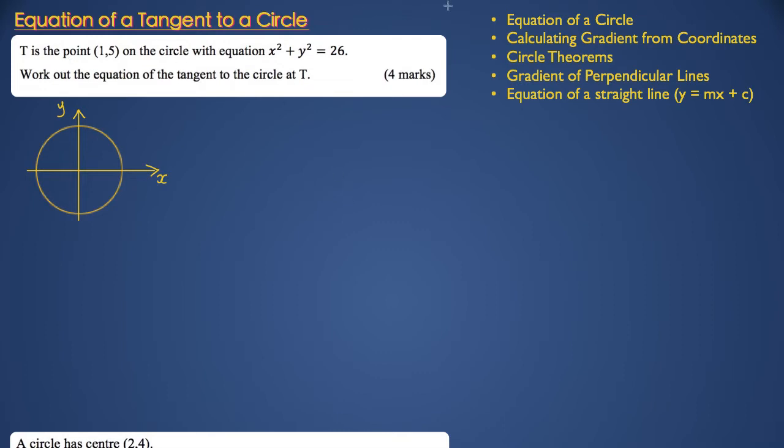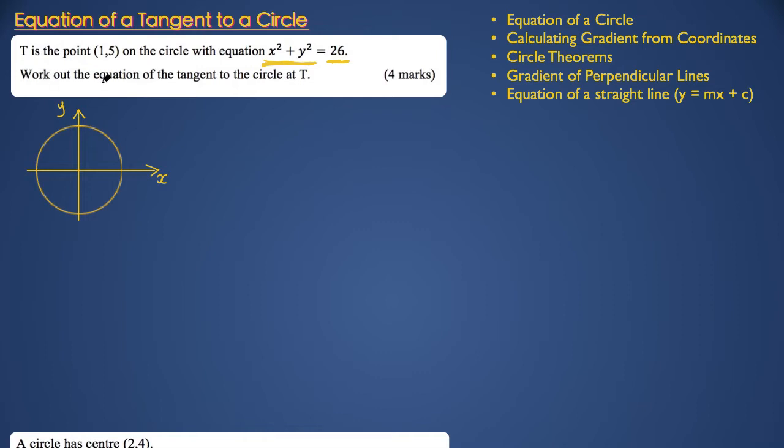So the first thing to say is, we'll look at the question. T is the point 1, 5 on the circle with equation x squared plus y squared equals 26. If you know about equations of circles, you'll know that x squared plus y squared on the same side of the equation, which is the only time we see it at GCSE, tells us it's a circle equation. That is the radius squared, so the radius of this circle is the square root of 26. But you don't actually need to know that in order to answer this question.